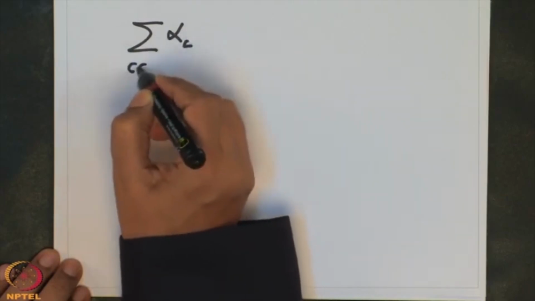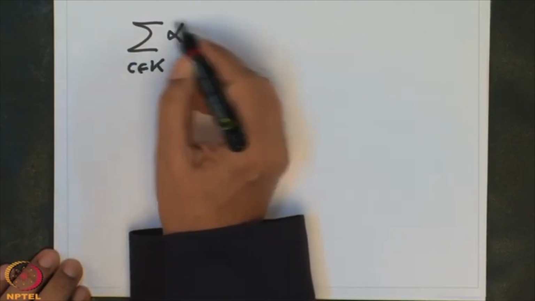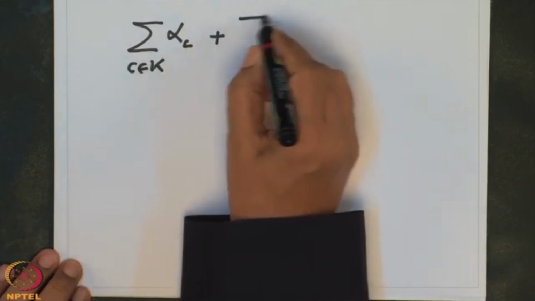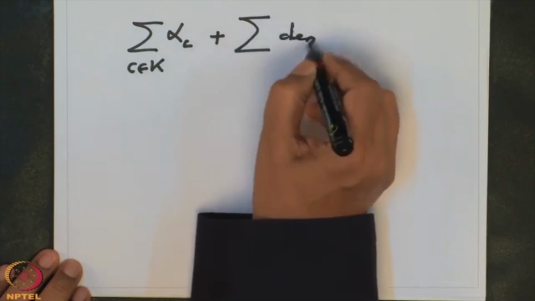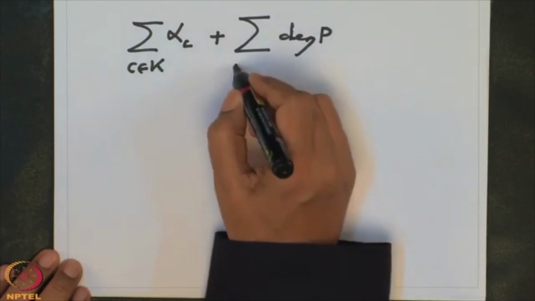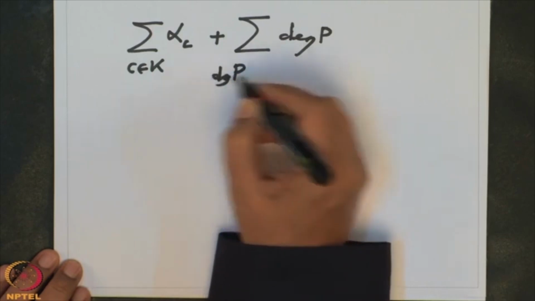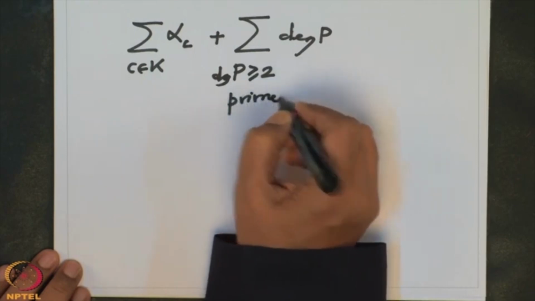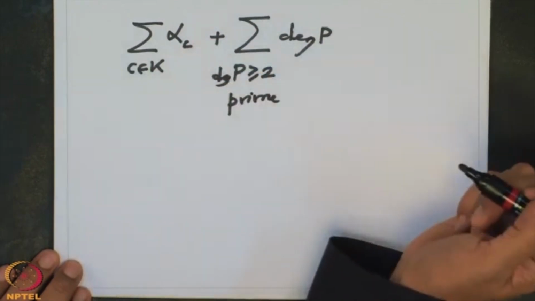Because we are over a field, when you compare the degrees on both sides, we get the formula: if I take all these alphas, the summation of alpha C, where C varies in K and only finitely many are nonzero, plus the sum of alpha P times the degree of P, where P varies over prime polynomials with degree P bigger or equal to 2, equals the degree of the right side.